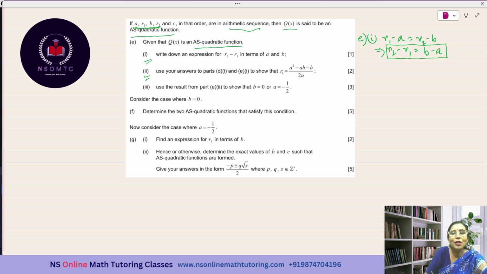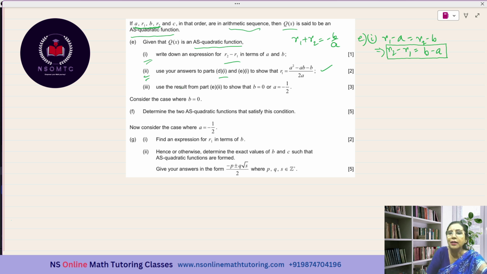Part II. Use your answers to part D I, that is D I was R1 plus R2 is equal to minus B over A, and E I, that is this, R2 minus R1, to show that R1 equal to A square minus AB minus B over 2A. So now they have said how to get the expression for R1.